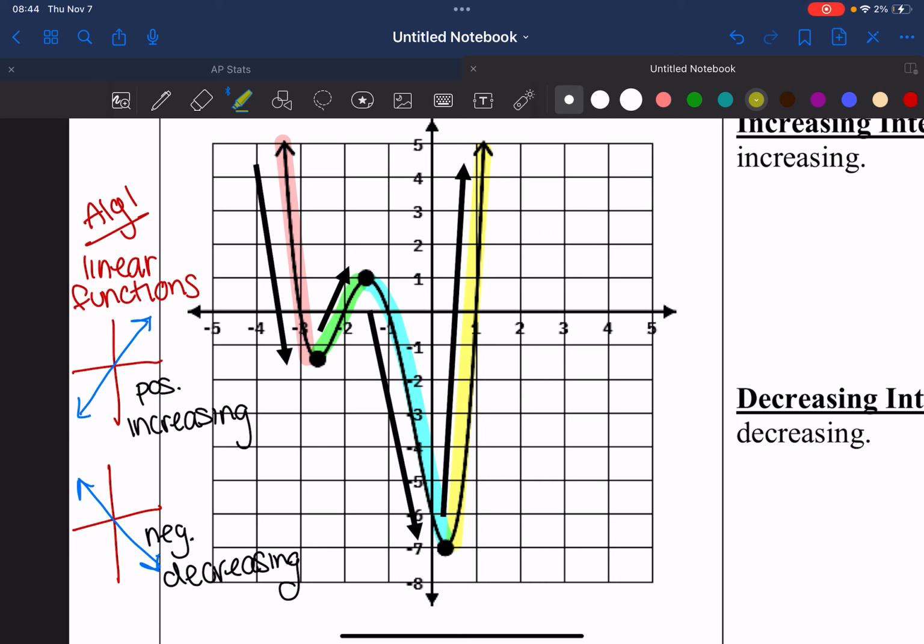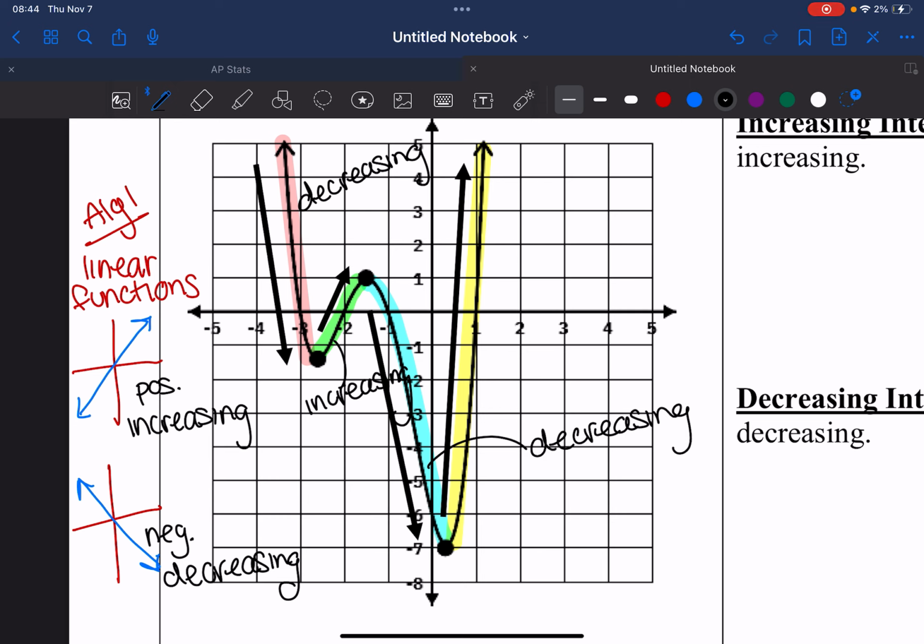If we look at each of these colored lines individually, we're able to see what type of slope it has. The pink one is going down. It has a negative slope, so we say that this is decreasing. The green one is going up. It has a positive slope, so we say that this is increasing. The blue is going down, so we say this is decreasing. And the yellow one is going up, so we say this is increasing.